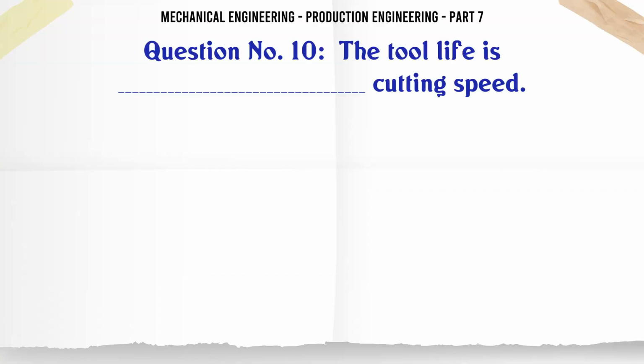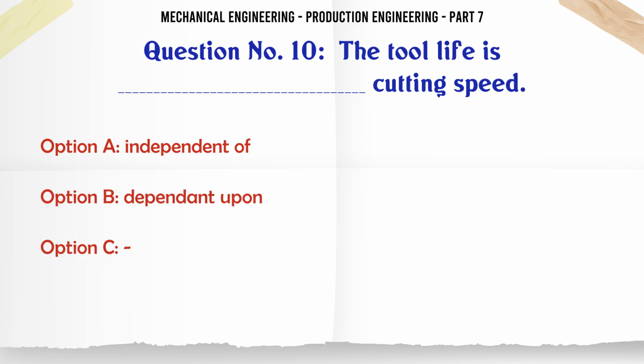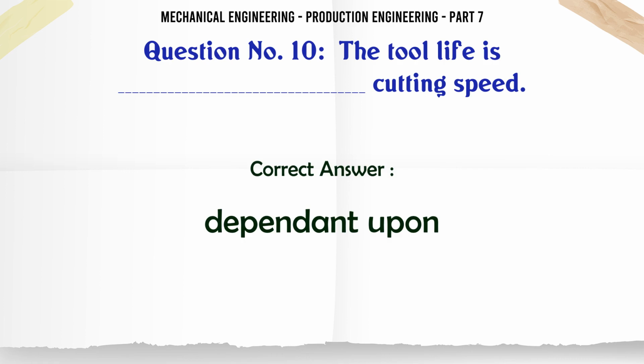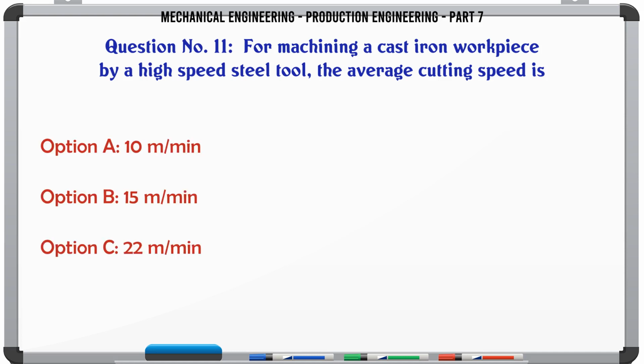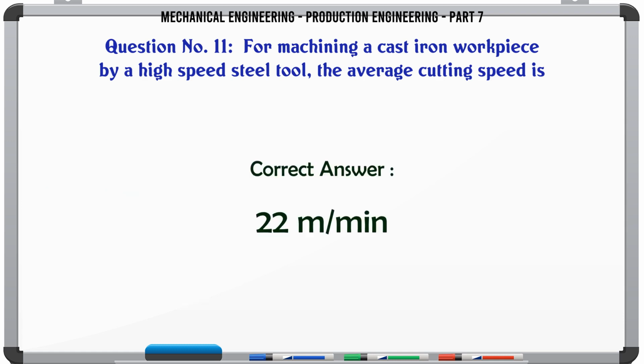The tool life is ___ cutting speed. A) independent of, B) dependent upon. The correct answer is dependent upon. For machining a cast iron workpiece by a high-speed steel tool, the average cutting speed is A) 10 m/min, B) 15 m/min, C) 22 m/min, D) 30 m/min. The correct answer is 22 m/min.